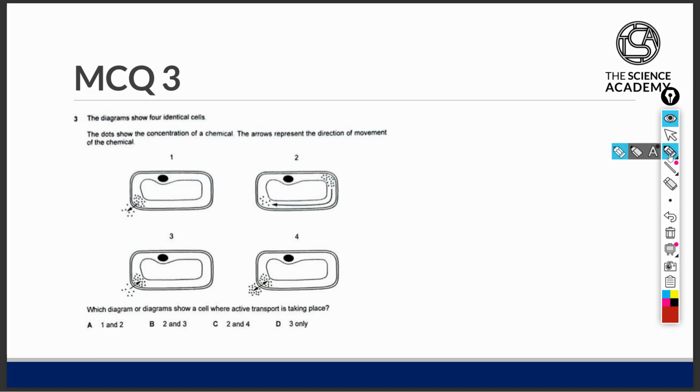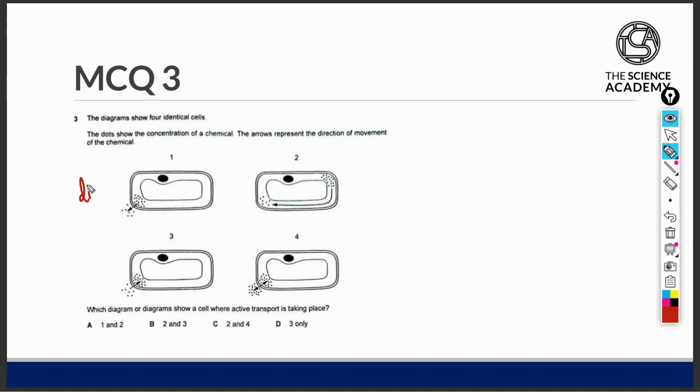Question 3. The diagrams show 4 identical cells. The dots show the concentration of a chemical. The arrows represent the direction of movement of the chemical. Now, in cell number 1, we see that the chemicals are moving out of the cell from a region of higher concentration to lower concentration.